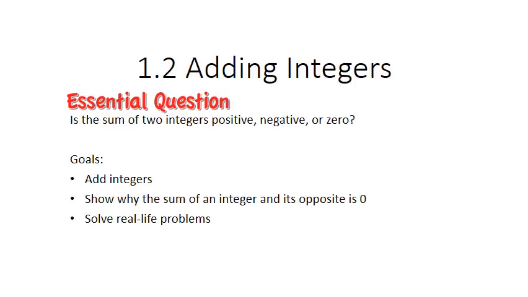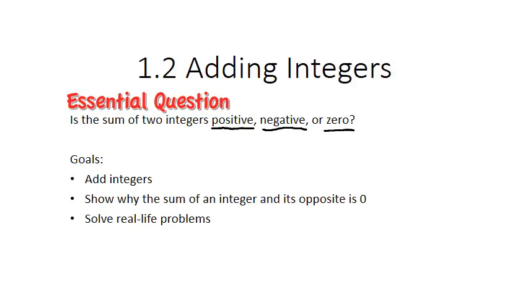Today we're going to be working with 1.2 adding integers. Our essential question for today is: is the sum of two integers positive, negative, or zero? So today we're going to be looking at, given certain conditions, can we expect the outcome of our addition to either be a positive number, a negative number, or can we expect it to be zero?